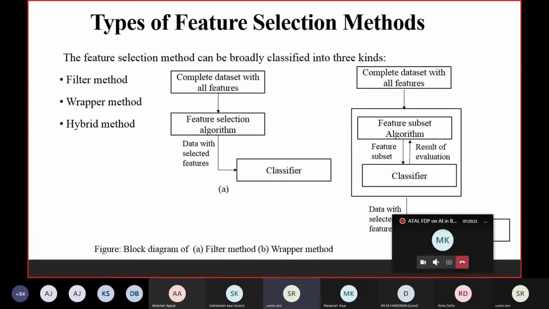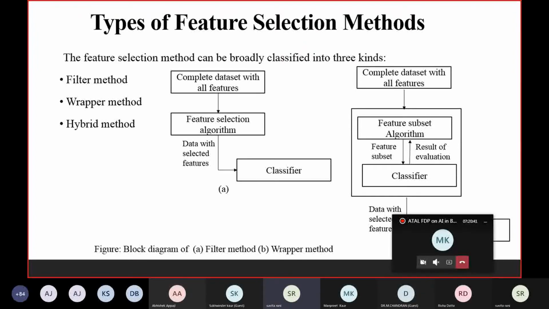Classification based on those features. This method is fast, but there is no guarantee that the selected features are good enough to improve the classification. The other method is called the wrapper method. In this, the complete data set is fed into the algorithm.